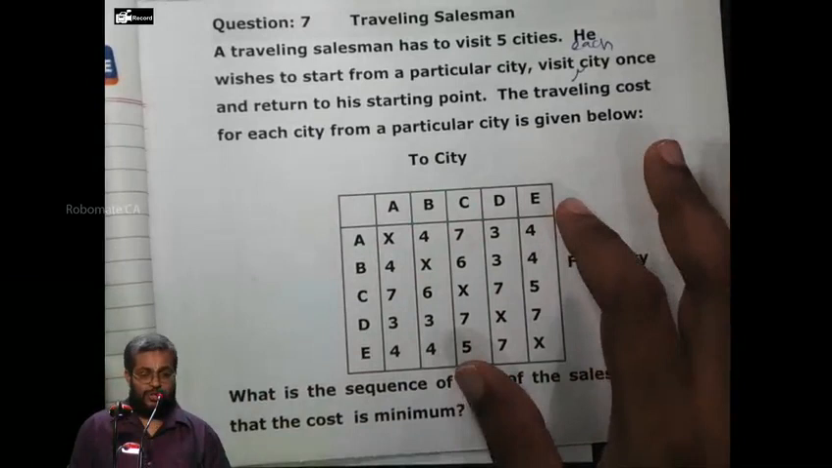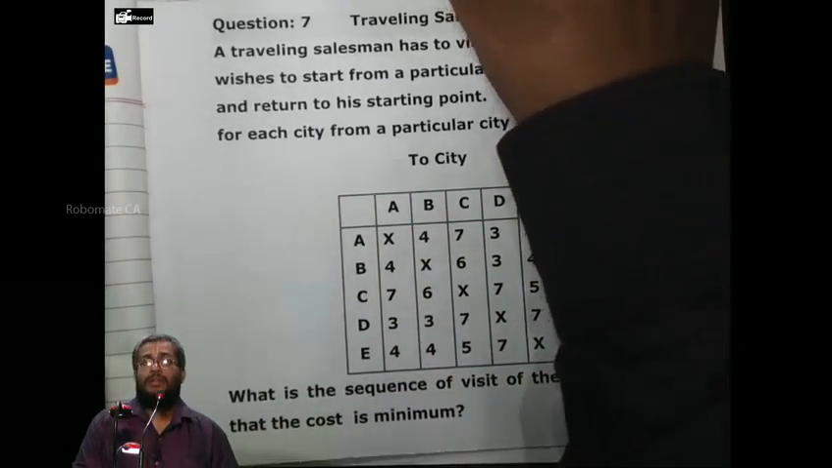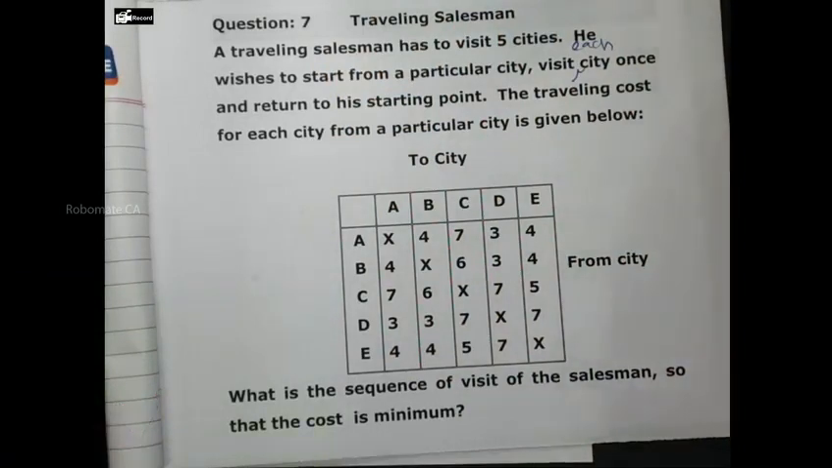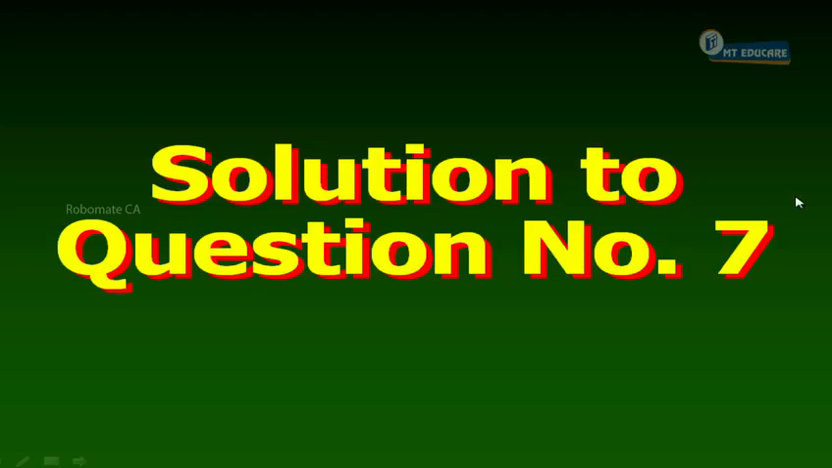So, now, can we do the solution together? Write down. Question number 7. Part 1. Assigning M to prohibited cells. Can I start on that now?